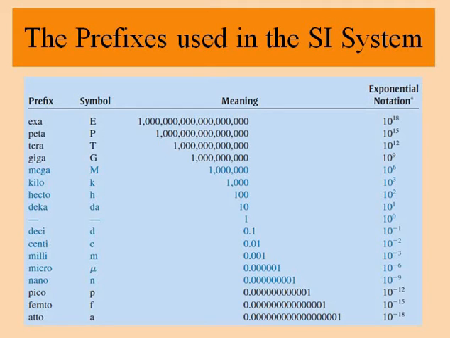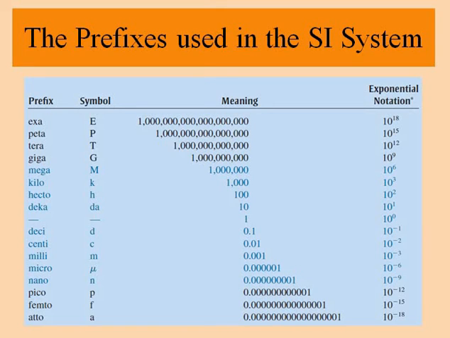Next one is nano. For example, when we are talking about nanogram, we are talking about 10 to the power of -9 grams. And the smaller one is pico. Pico is 10 to the power of -12. Femto, 10 to the power of -15. When we are talking about femtosecond, it means that we are talking about 10 to the power of -15 seconds. And atto is 10 to the power of -18. So these are basically some of the most important prefixes used in the SI system.